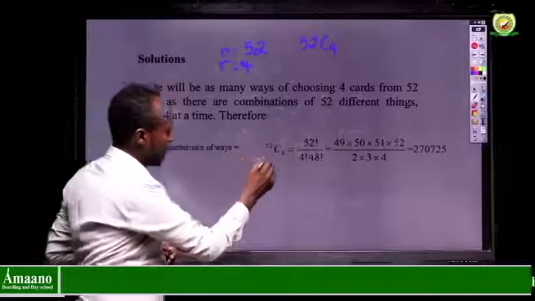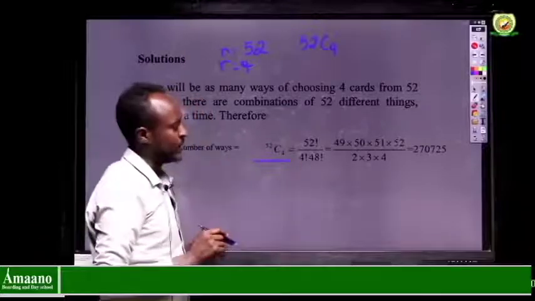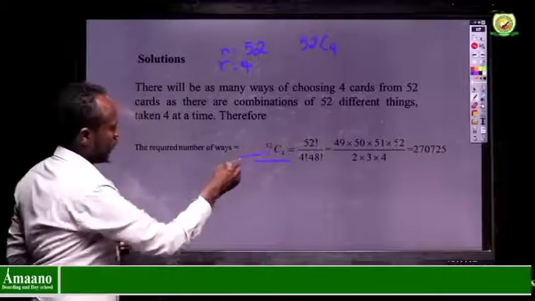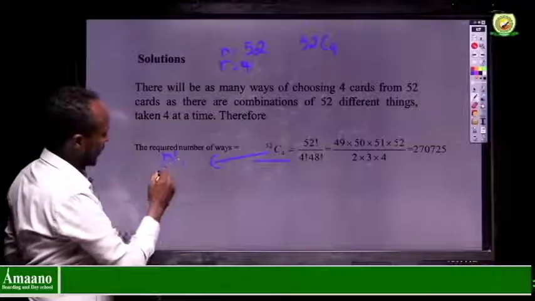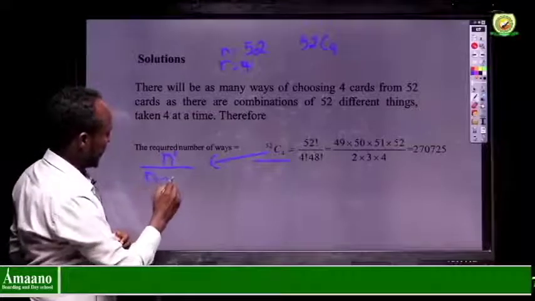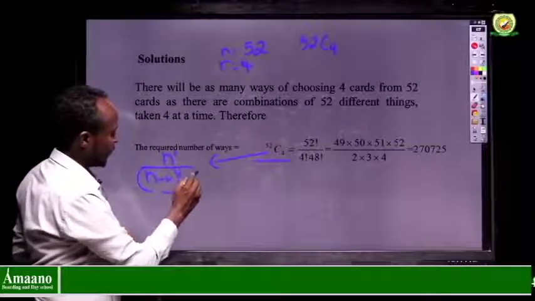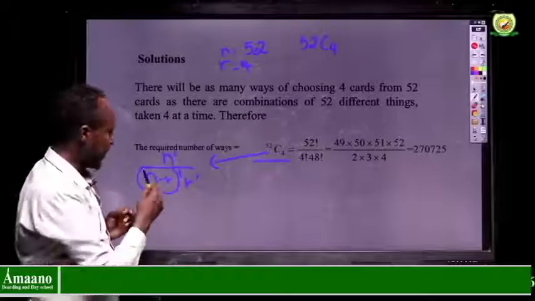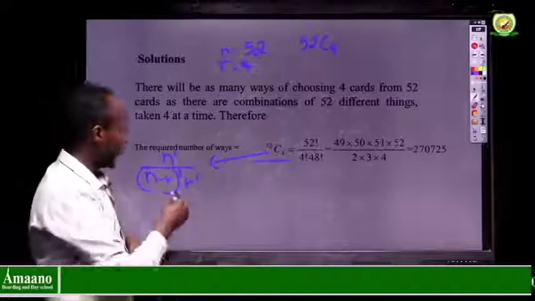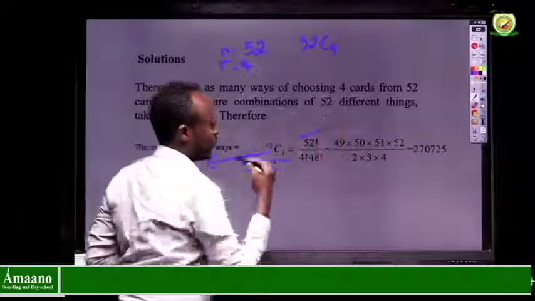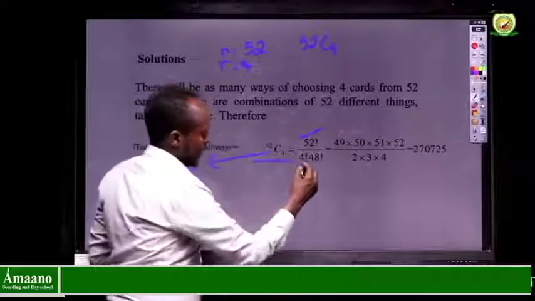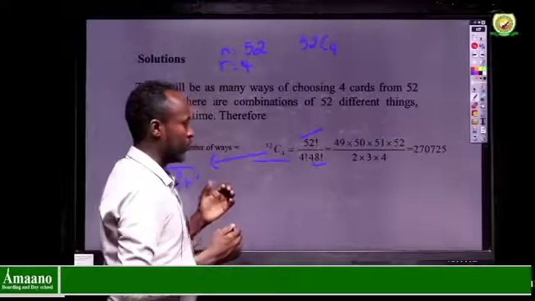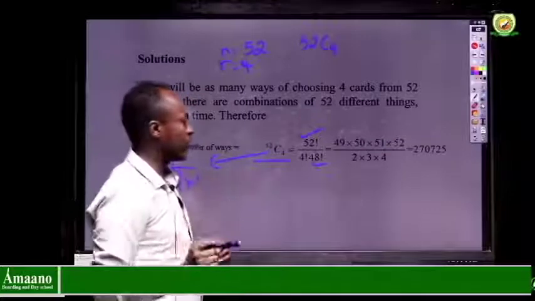Therefore, we will apply the formula for combinations. 52 combination 4, the formula for combination is n factorial divided by n minus r factorial times r factorial. In this case, n is 52 and r is 4. Therefore, if we apply this, we have 52 factorial over n minus 4, which is 48 factorial, times r factorial. You can apply the formula for factorial notations.